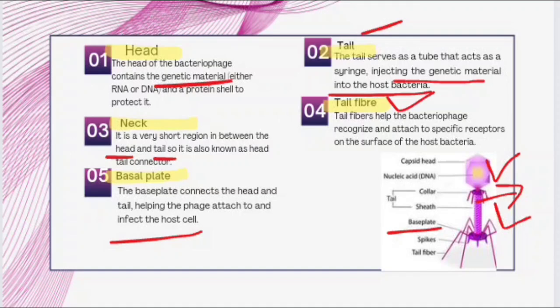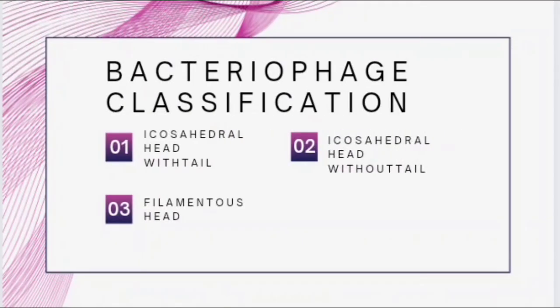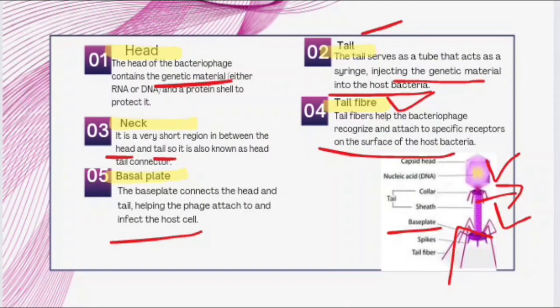Next is the tail fiber. Tail fibers are structures which help in penetration. Tail fibers help the bacteriophage recognize and attach to a specific receptor on the surface of the host bacteria. So these are the five main parts of a bacteriophage.